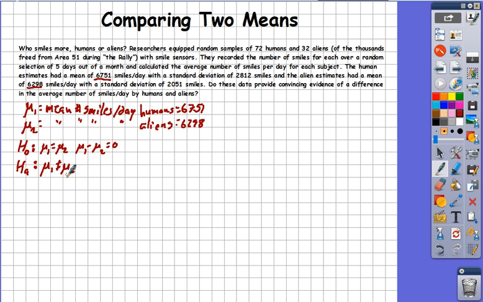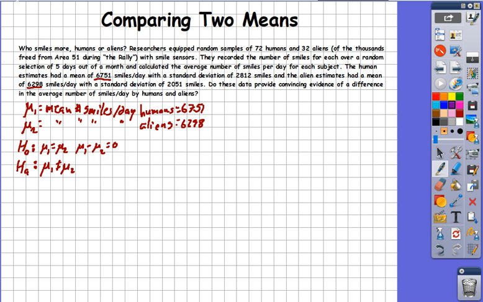Now again, remember this question was, do these data provide convincing evidence of a difference? Not that one is higher or lower than the other. This is simply that they are different. Okay? So if we wanted to go with this route, we would also say that their subtraction was not equal to 0. So what does this allow us to do? Well, this allows us to now move on to our assumptions and conditions. So let's go ahead and do that.